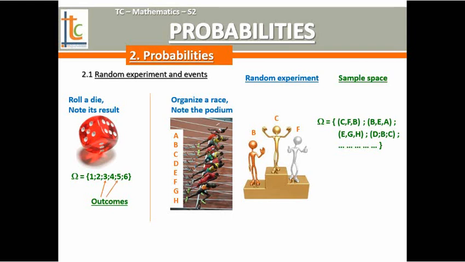So the elements of omega are named outcomes, that are results that come out of a random experiment. The outcomes on the left are very simple. They are single elements. The outcomes on the right are groups of 3 elements. So that's not as simple.